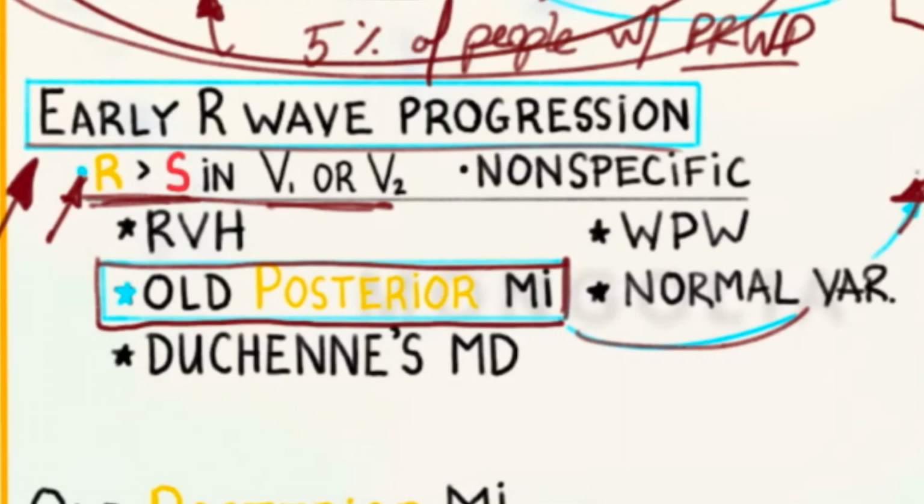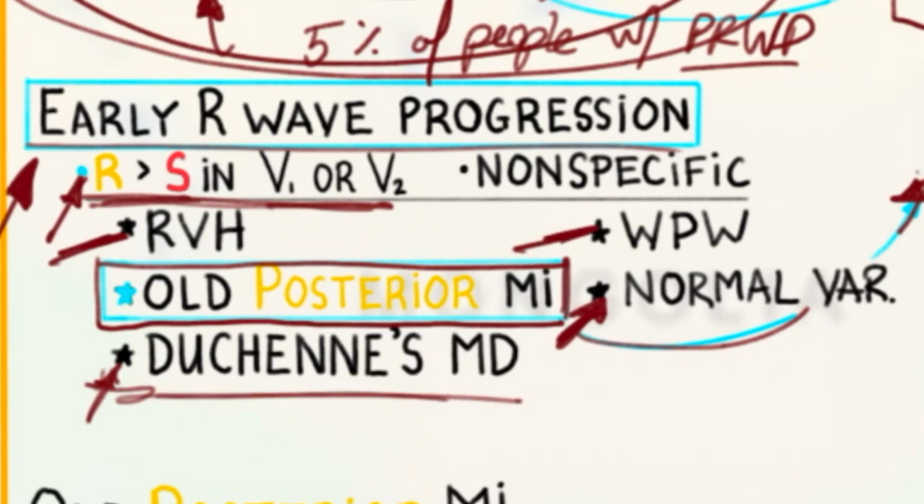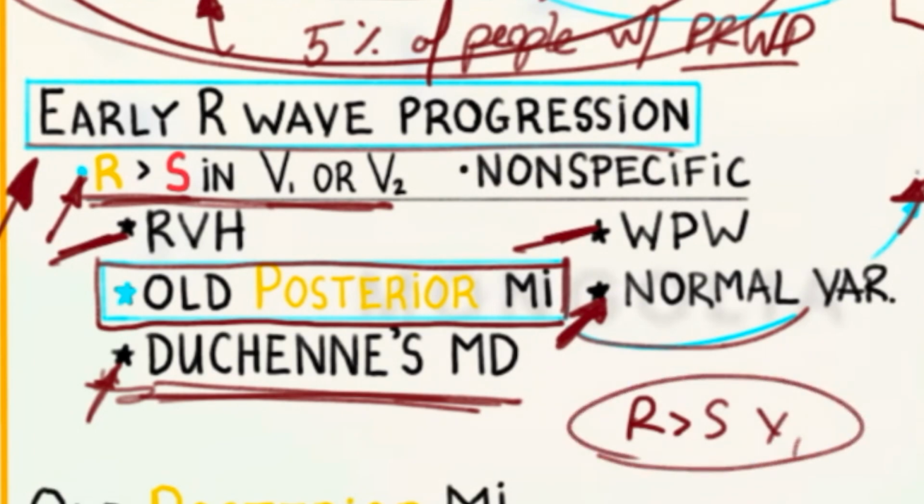The differential for R greater than S isn't as broad as it is with poor R wave progression, so that can be caused by RVH, WPW can cause that. Occasionally it'll be a normal variant, but it's not too common. And then the zebra, Duchenne's muscular dystrophy, can cause the R to be greater than the S. Of course, you're already going to know that the patient's got this problem, but it can cause that ECG abnormality. And this is a little more useful, probably, than poor R progression, because R greater than S in V1 is pretty uncommon. Oftentimes, it really is a sign of an old posterior infarct.